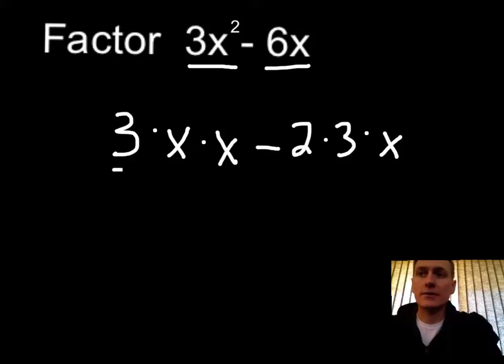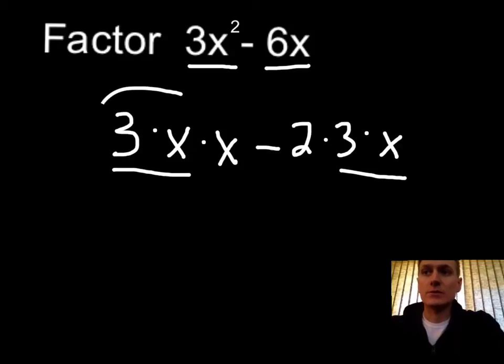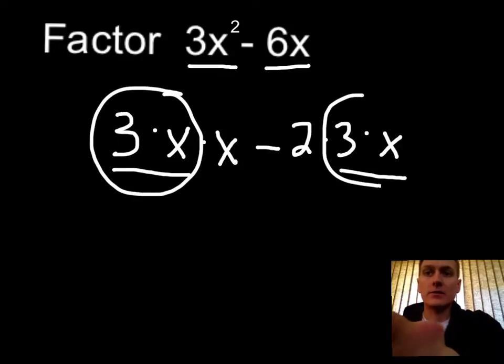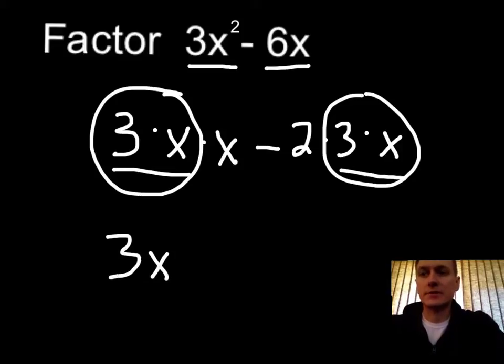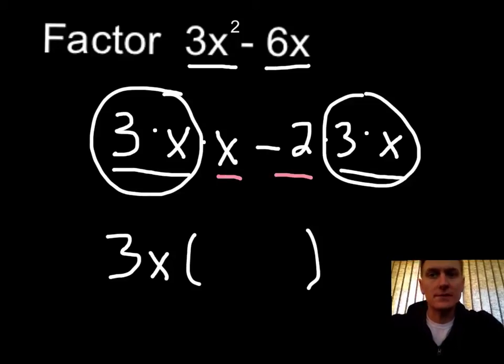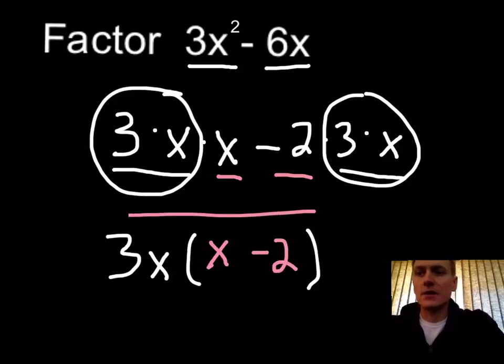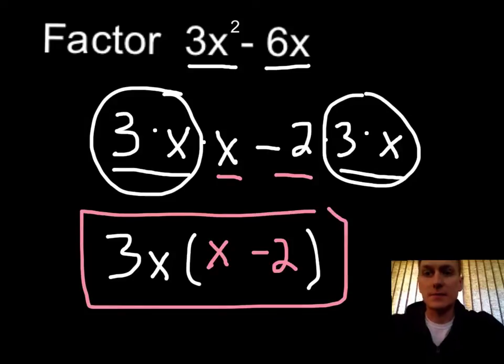The next step is to look at shared factors between each term. Here you notice we have a 3x in the first term and a 3x in the second term. That's what we can, what's called, factor out of the polynomial. When we factor it out, we put it in front of a set of parentheses like this. What goes inside the parentheses is your leftovers. If you notice, we have an x and a negative 2 that's left over. That goes inside the parentheses for a final answer of 3x times the quantity x minus 2.